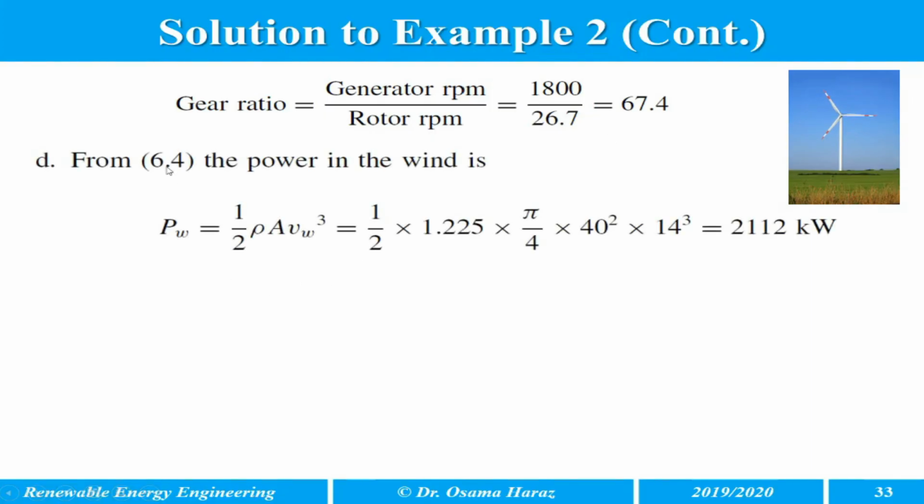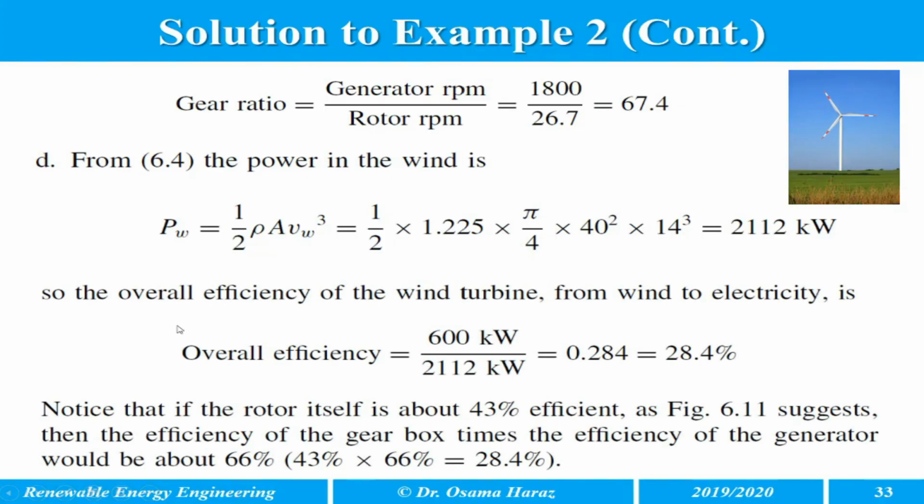Then the power from the wind, half rho A V cubed. So it's half times rho 1.225 times the area. The area is pi over 4 D squared, and D is 40, times V cubed, the wind speed cubed, 14 cubed. You end up with 2112 kilowatt. This is the power in the wind.